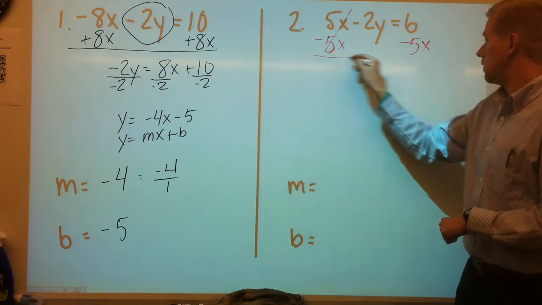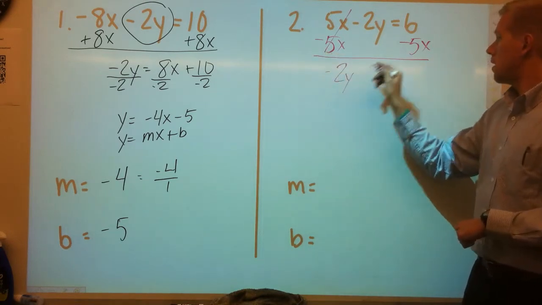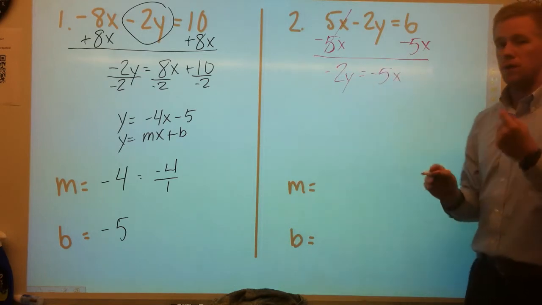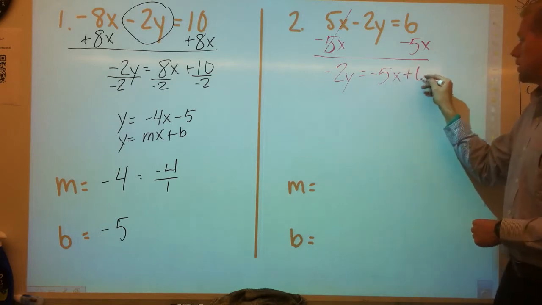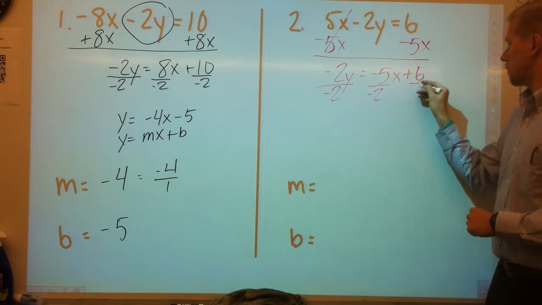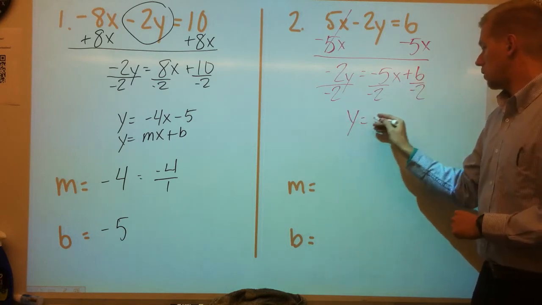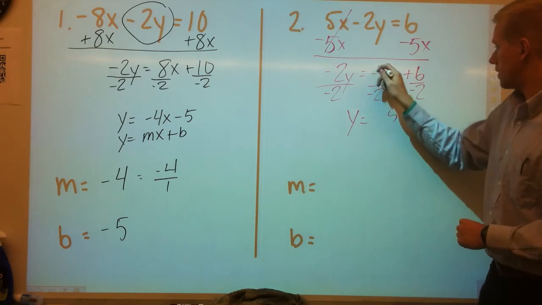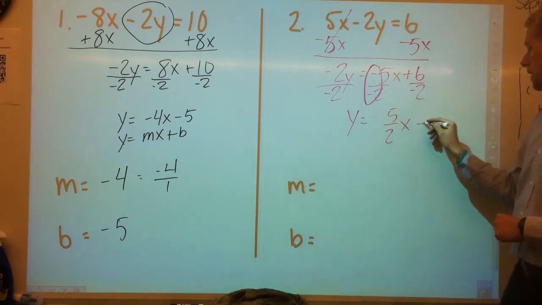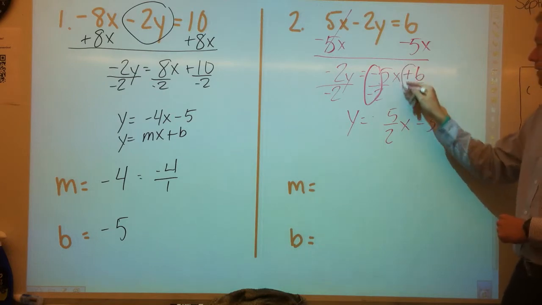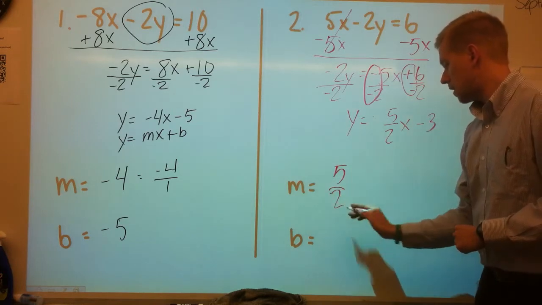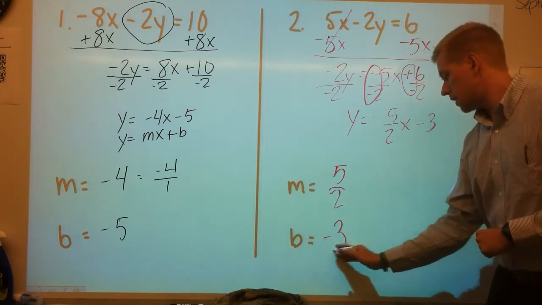I bring down the negative 2y. 6 minus 5x, I want my negative 5x. Remember yesterday we wrote the note, always keep your sign in front, plus 6. And then I divide by the negative 2. That leaves me with y equals, my signs are the same here, so it's going to be a positive 5 halves x minus 3. 6 divided by negative 2, my signs are different, it's a negative 3. My slope is a positive 5 halves, and my y-intercept is negative 3.